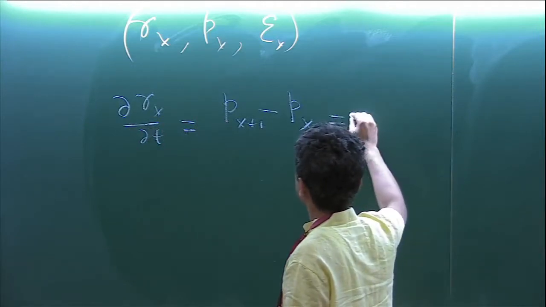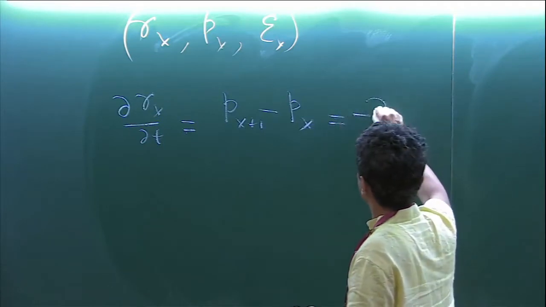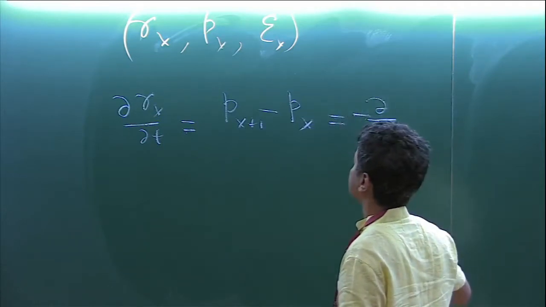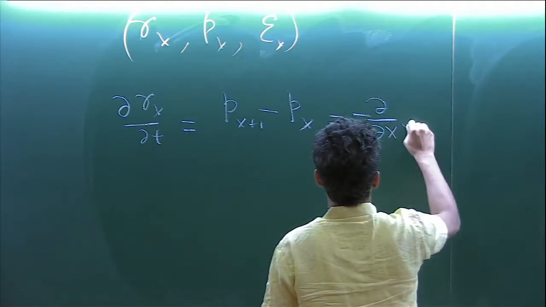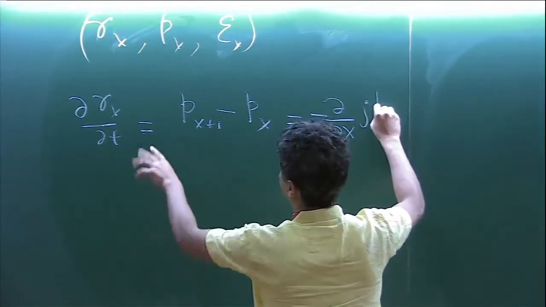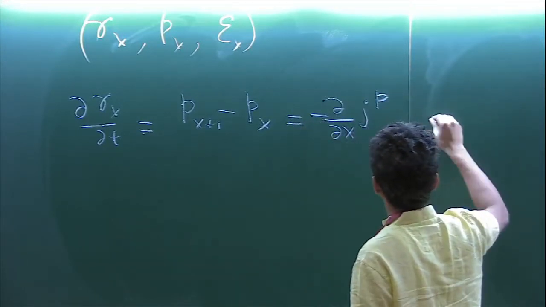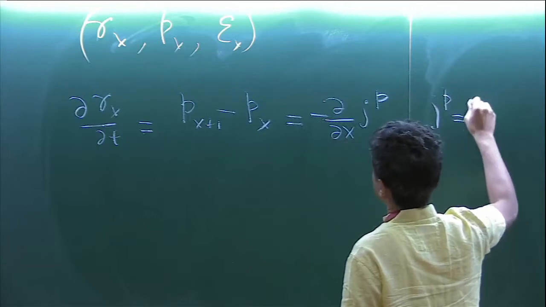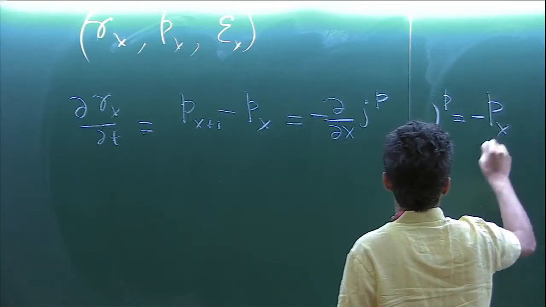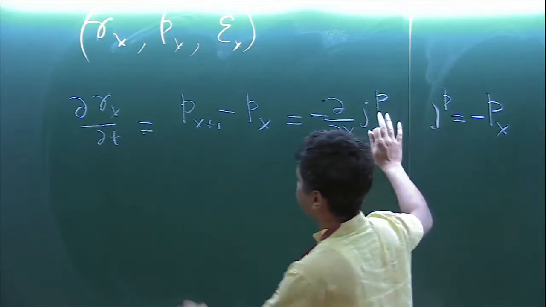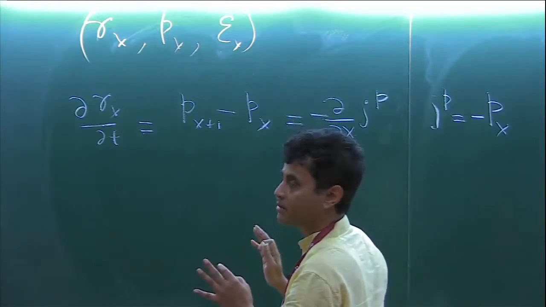So if you think in a coarse-grained sense, this is like minus del del x of, I'll call this the current corresponding to volume, where Jp is equal to minus Px. You can think of this as the current corresponding to stretch, this variable.